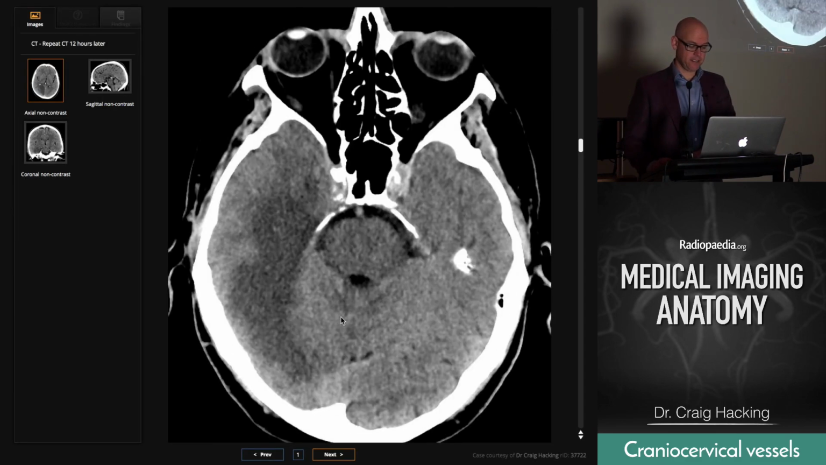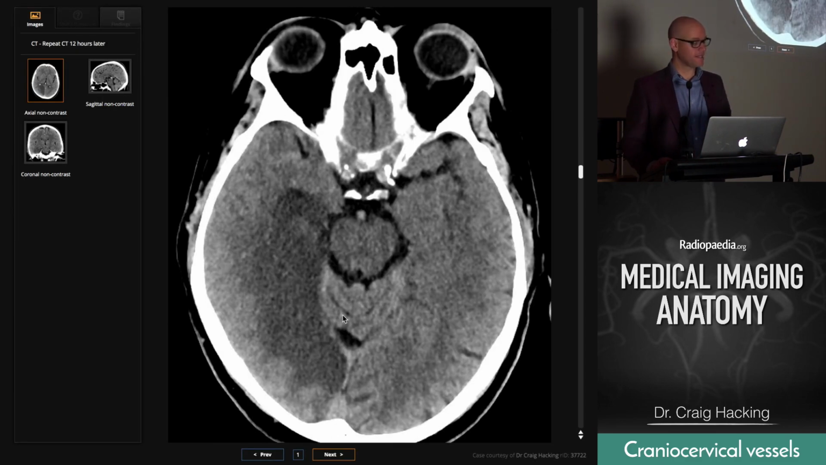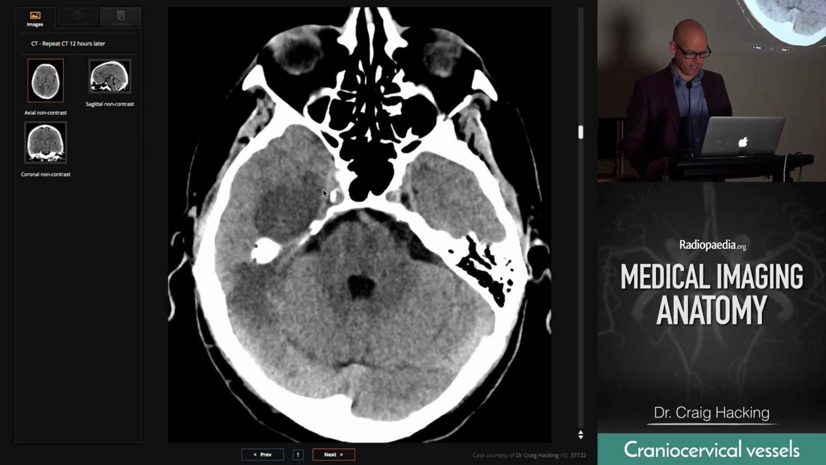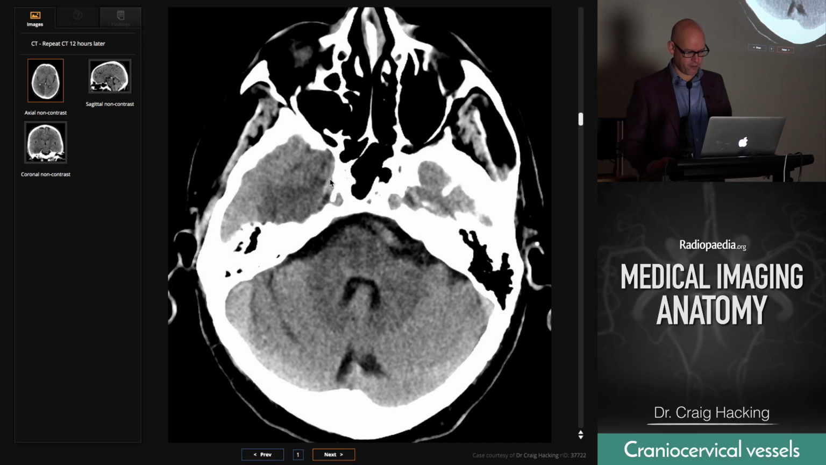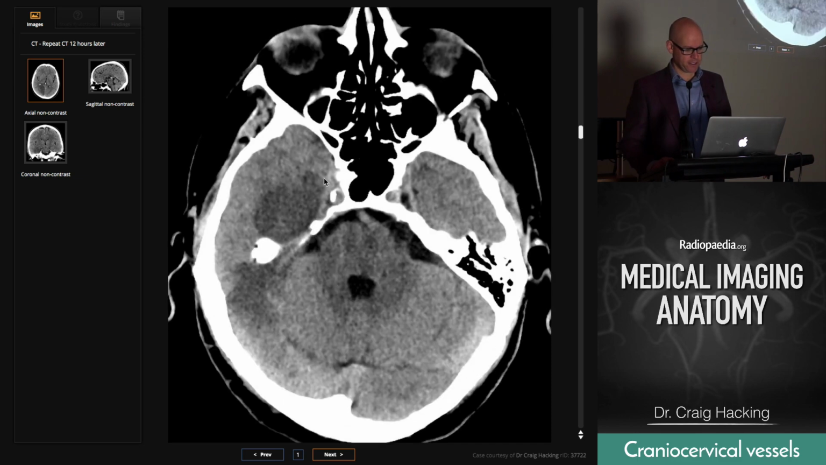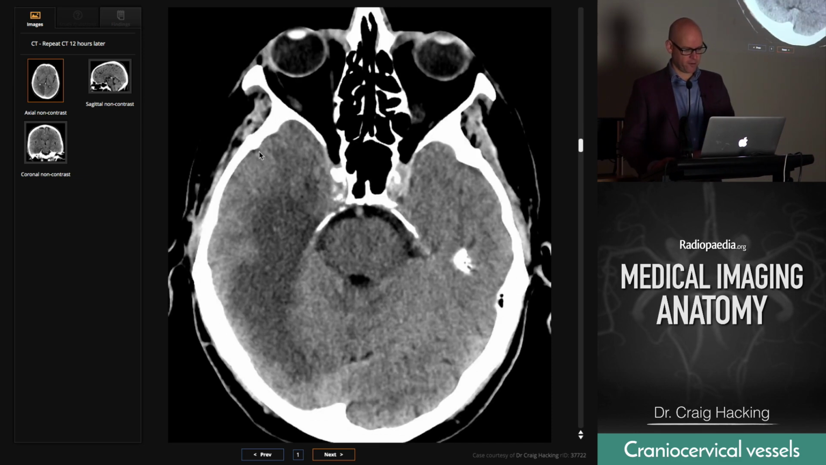PCA. Okay. It's easy when it's just presented like this, isn't it? So here's our PCA. Note how the PCA supplies that medial aspect of the temporal lobe right down into the temporal pole. Whereas this is all normally MCA. A little bit of MCA.